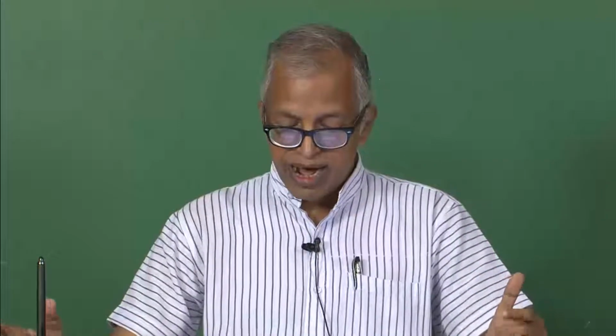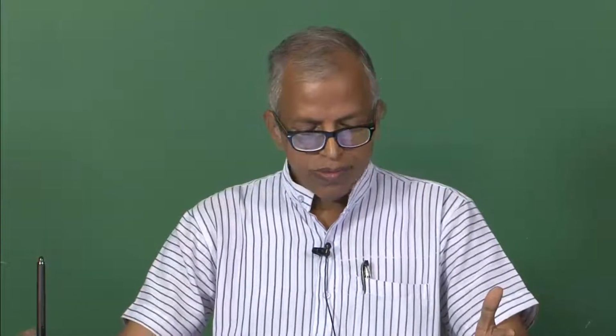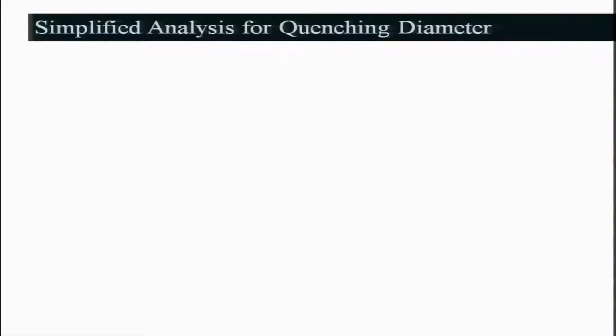So, generally the quenching diameter is around 20 to 50% higher than the quenching distance. Why? Because the heat losses in the tube will be higher. Why? There is a curvature effect, so the surface area will be higher as compared to 2D. Now we will look at a very simplified analysis to determine the quenching diameter, rather we will be relating the laminar burning velocity with the quenching diameter.